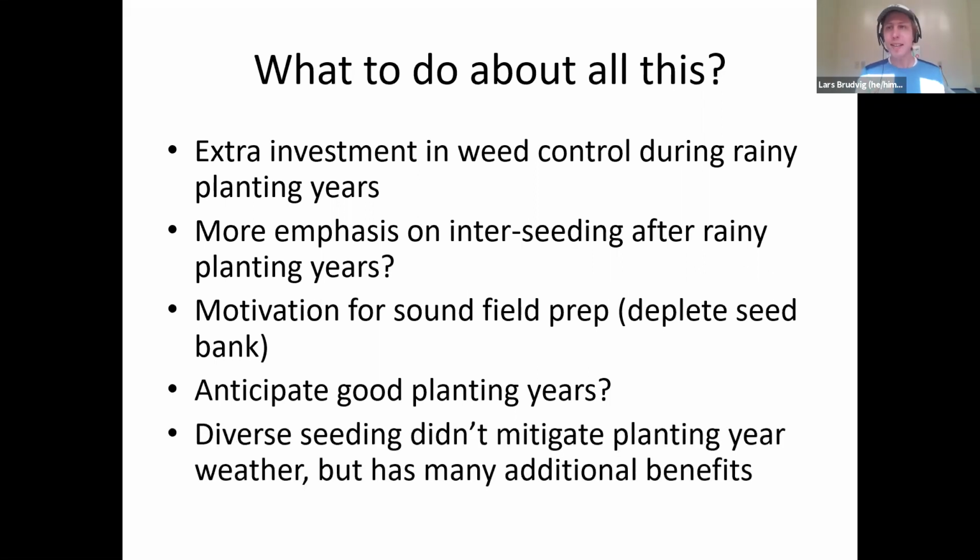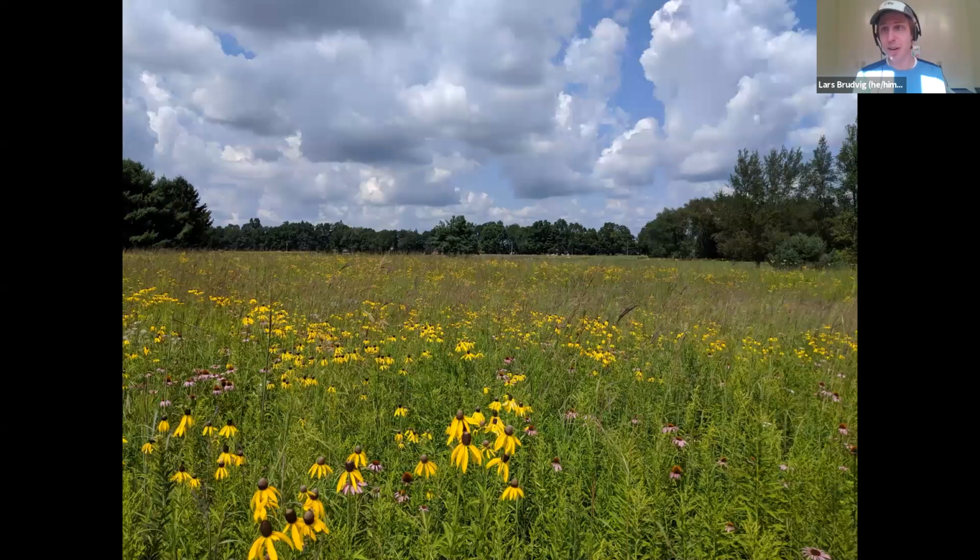And then again, we didn't see any evidence either in Anna's experiment or out in the 83 reconstructed prairies that more diverse plantings mediated planting year effects. But of course, there are lots of other benefits to diverse plantings during prairie reconstruction. So that seems like a good idea all around. So with that, I will wrap up, leave you with a picture of a reconstructed prairie that I like to spend time in, and see what questions you have. Thanks.